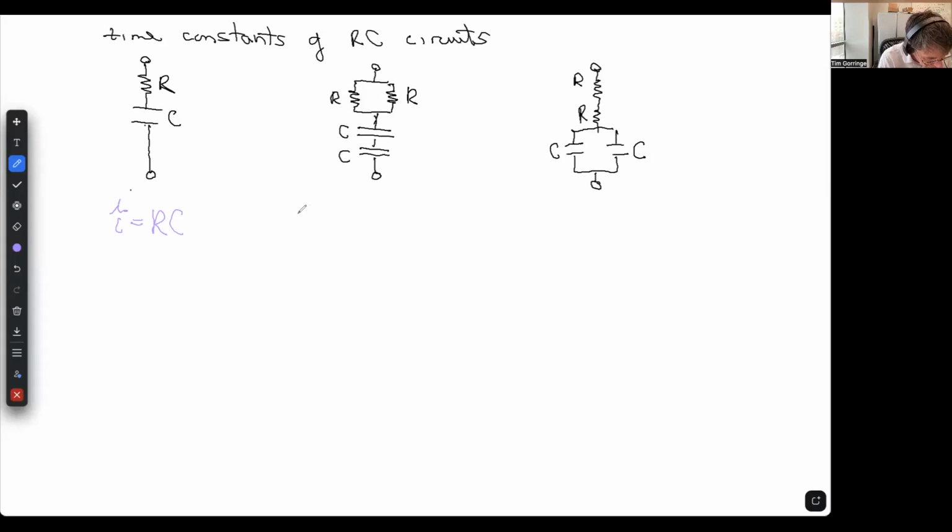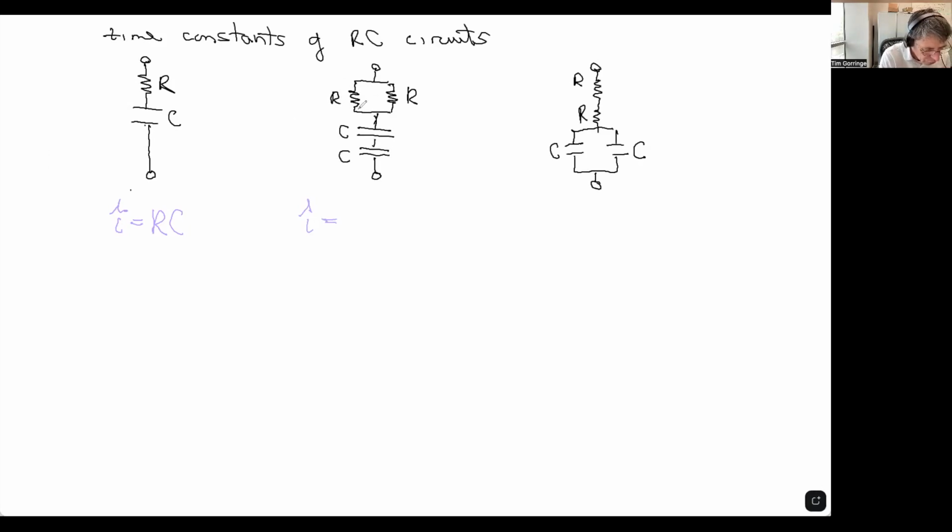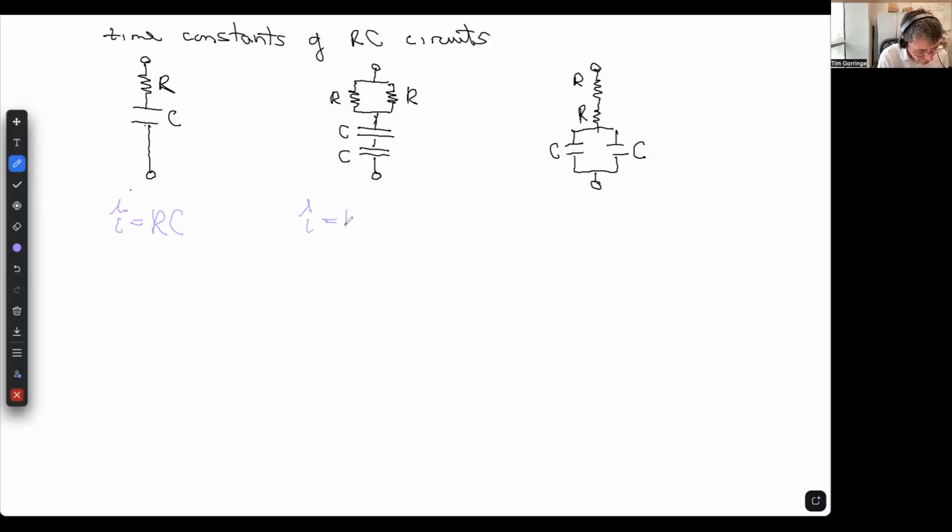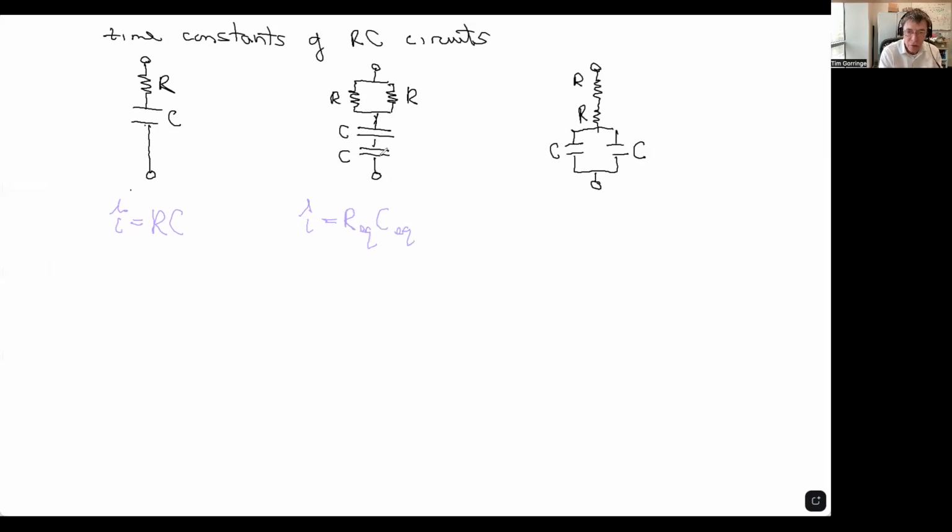Well, the starting point is that the time constant for this circuit here is the product of the equivalent resistance of this circuit and equivalent capacitance of this circuit. So there's two resistors in the circuit. They will form some sort of equivalent resistance. And there's a couple of capacitors in the circuit that will form some sort of equivalent capacitance. And it's the product of those two equivalent quantities, equivalent resistance, equivalent capacitance, that will determine the time constant. So we just got to work those out.